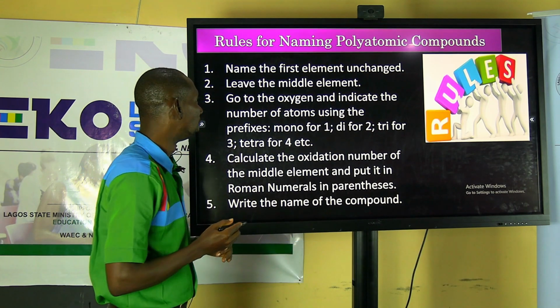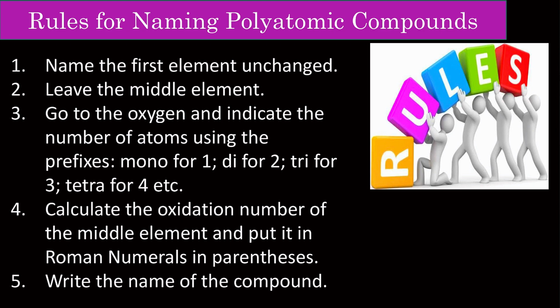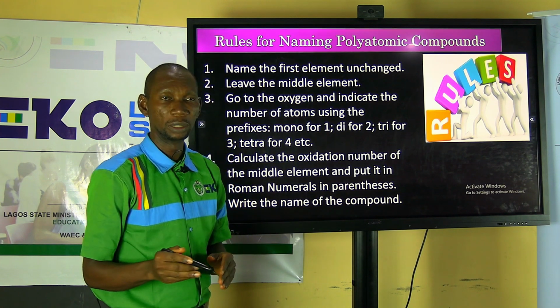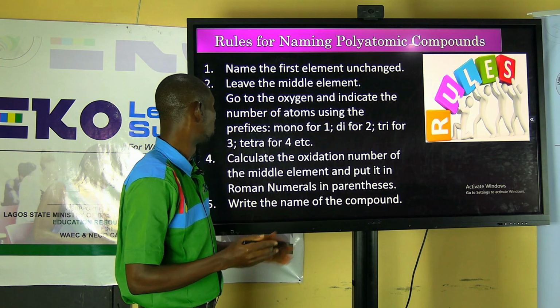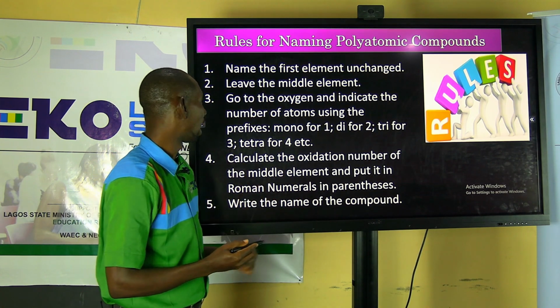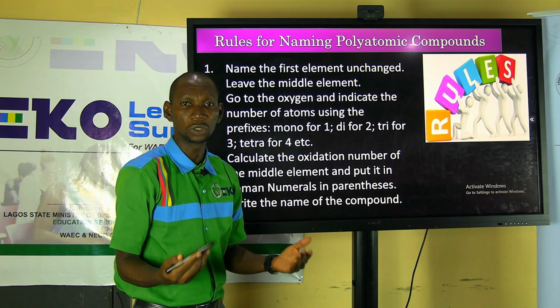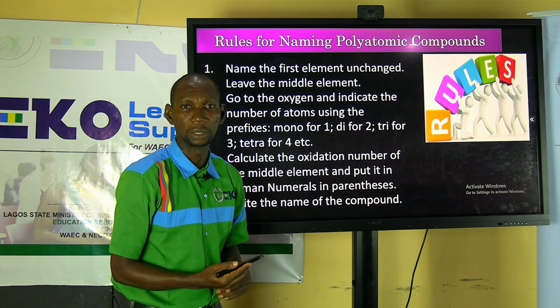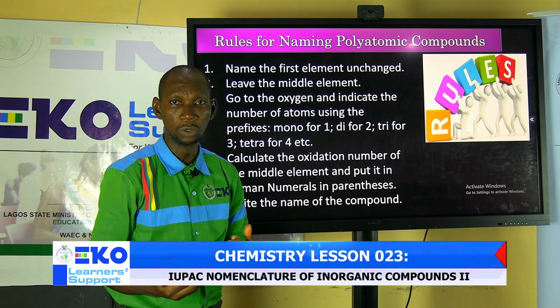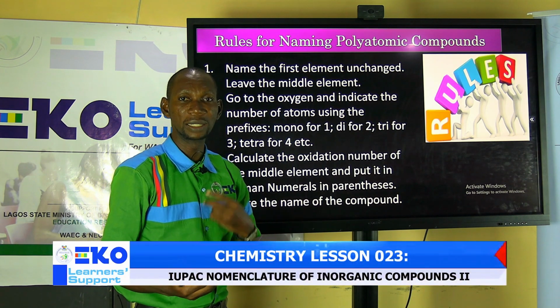Rule number 2, leave the middle element for now. Do not tamper with the middle element. What should you do next? Go to the oxygen. If there's oxygen in that compound, go there and indicate how many atoms of oxygen we have in that compound. And you use prefixes: if you have 1, that's mono. If there are 2 oxygen, that is di.